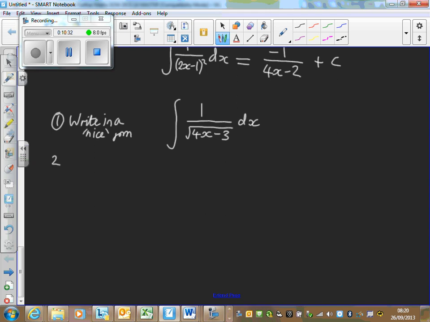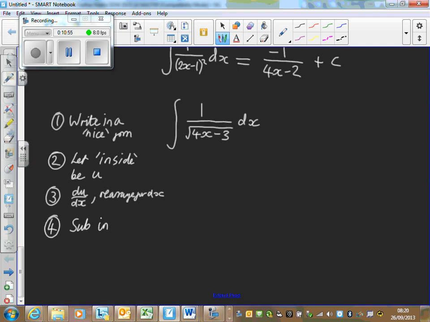Write it in a nice form. Okay? Write it in powers. 2. Let the inside bit be u. Okay, so you've got to figure out what the inside bit is. Find du dx, rearrange to make dx the subject, sub everything in, and integrate with respect to u. Okay, finally, write your answer in terms of x.